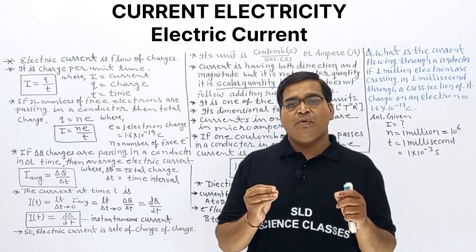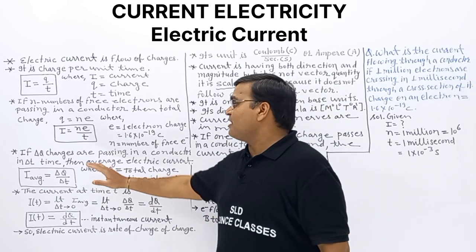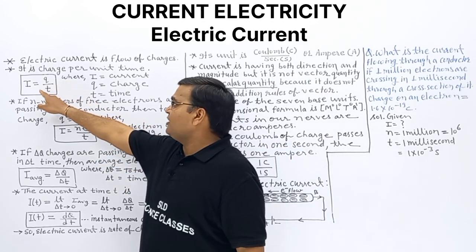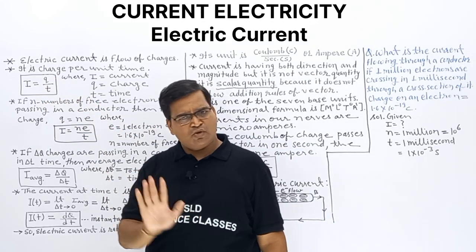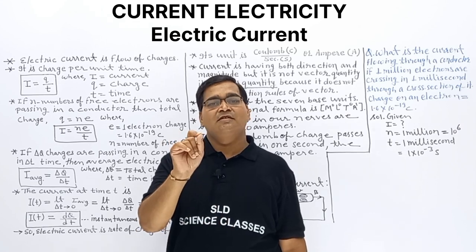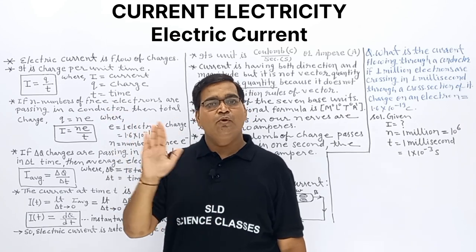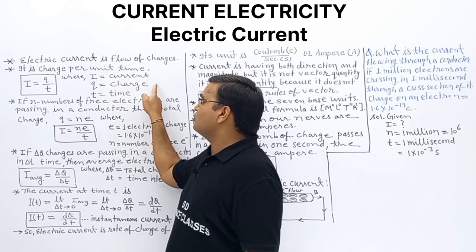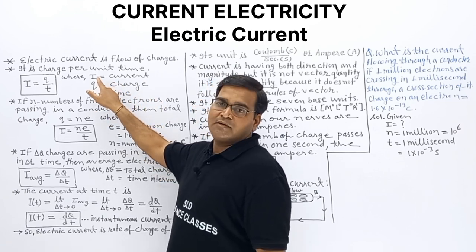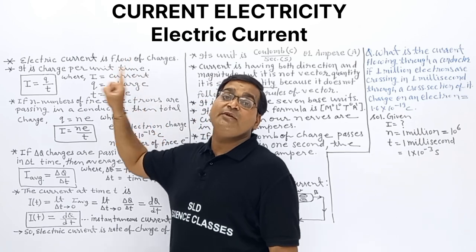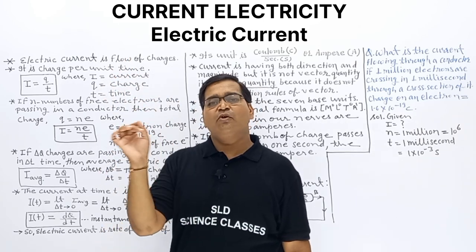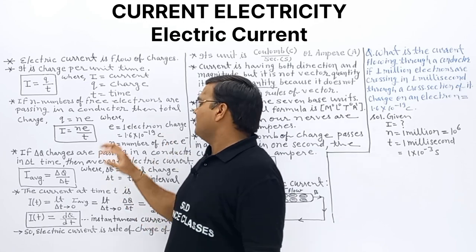Two things we will discuss now. One is the average electric current. How will we find it? Current is charge per unit time, charge upon time. Q is the charge, its unit is coulomb. T is the time, its unit is second. And electric current is denoted by I. We can use capital I or small i, no problem.